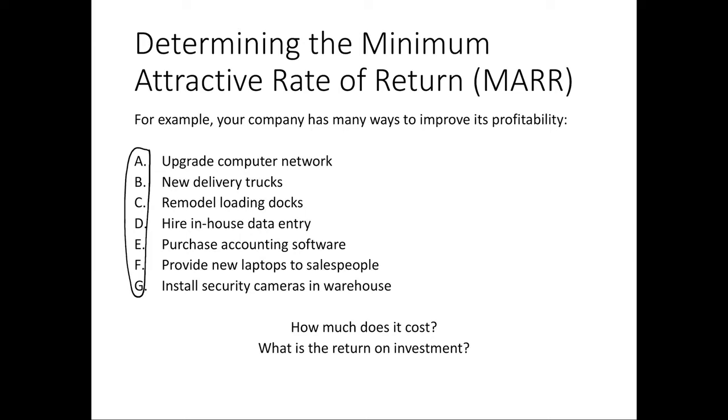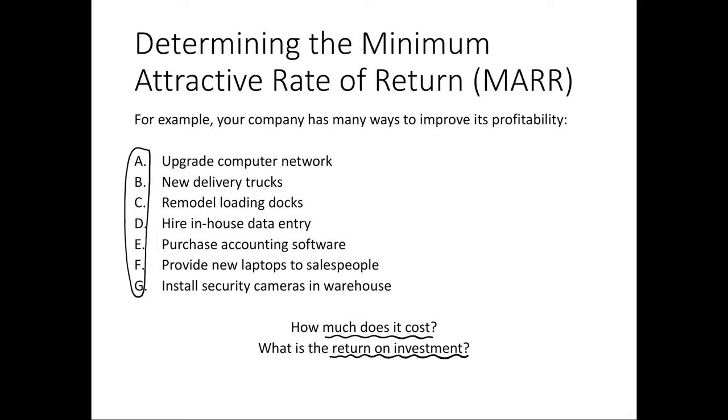All right, so imagine that your company has all these potential opportunities, but you want to decide which ones to go with. Okay, so every single one of them will cost some money. You want to upgrade your computer network, of course you have to pay for that. You want to have a new delivery truck, yes, you need to pay for that. So for everyone, you need to know how much it costs, and also you want to know what is the return on that investment.